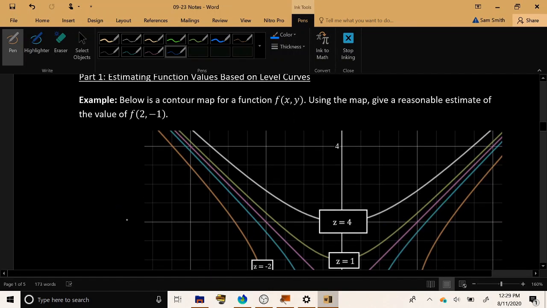So, here we are given a contour map for a function f of x, y. And we are not given any data about the function's actual equation. Of course, I know what it is because I created the contour map, but you don't know what it is. So let's use the contour map to give a reasonable estimate of the value of f of 2, minus 1.